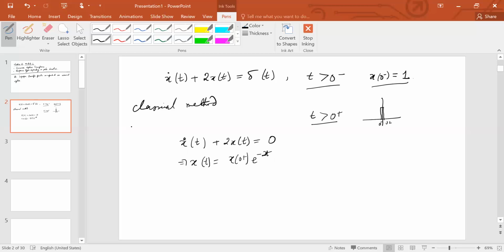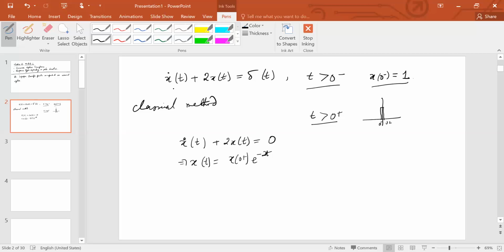The point I'm making is that if you're trying to solve this by the classical method, just by blindly following the differential equation and trying to solve it this way, it will not aid you in getting the response of the system to this impulse input. So you have to make some additional arguments. What is that argument going to be in this case?